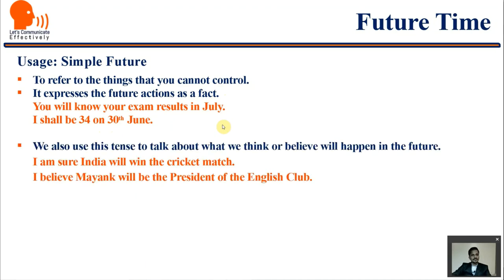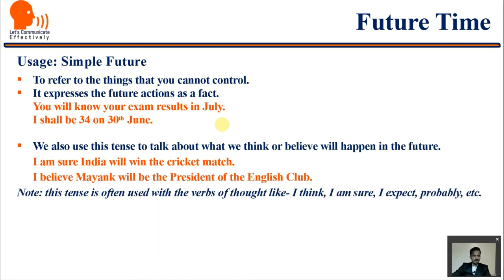Right? Next, we also use this tense to talk about what we think or believe will happen in future. So, to indicate what we think, what we believe will happen in future, we use this future time. Like, I am sure India will win the cricket match. So, you believe, you think, like you are sure. I believe Mayank will be the president of the English club.